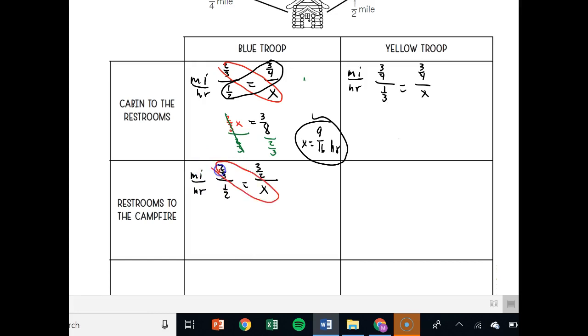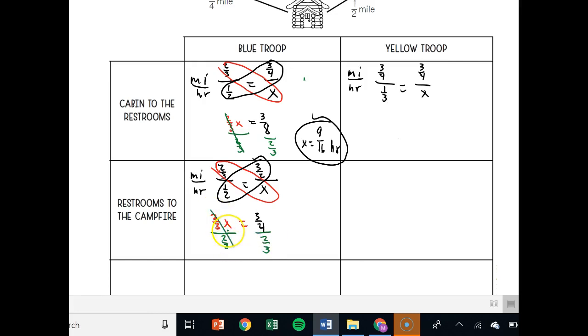We're just going to do our multiplication. 2/3 times x, 2/3 x, is equal to 1/2 times 3/2. 1 times 3 is 3, 2 times 2 is 4, so 3/4. If you don't believe me, you can check it on your calculator, 1/2 times 3/2. Now we're going to go ahead and divide by 2/3 on both sides.